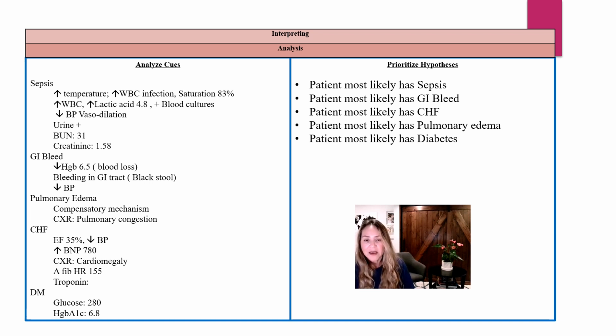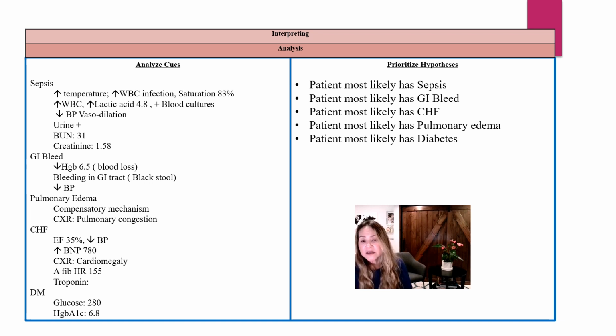And sepsis, as you all know, you will have elevated temperature because of course it's an infection. You will have elevated WBCs, and this patient has elevated lactic acid and positive blood cultures. He has really low BP, which is vasodilation. That is what happens in sepsis, with a very complex pathophysiology. Saturation is low, urine is positive, and we also add abnormal BUN and creatinine, because in sepsis you're going to have acute renal failure most of the time, and organ failure.